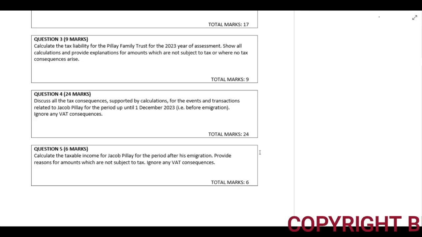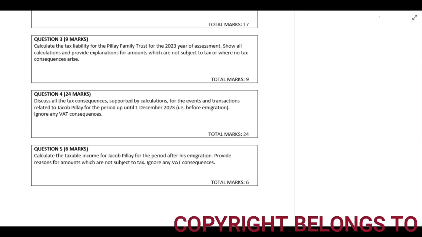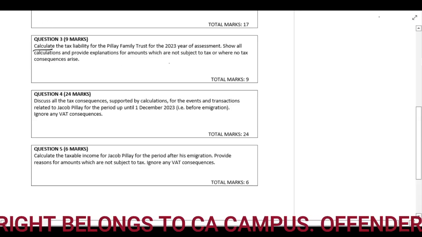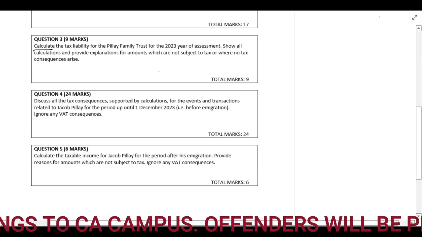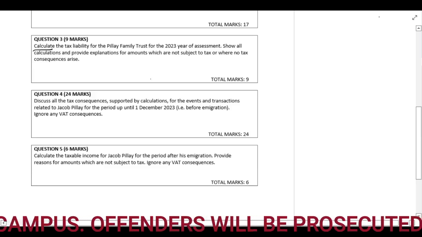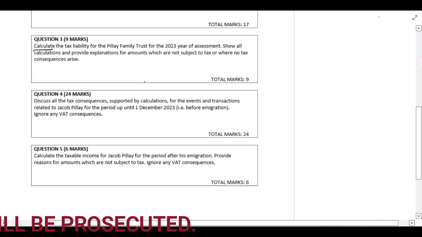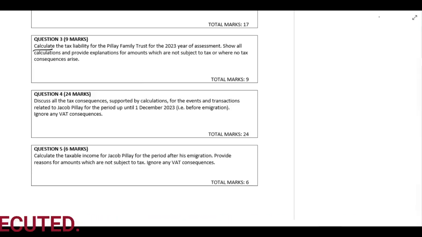Okay, so now we have to do question number 3, which says calculate the tax liability for the Pillay Family Trust for the 2023 year of assessment. Show all calculations, provide explanations for amounts which are not subject to tax or where no consequences arise. Okay, tax liability, not just taxable income. It's important to see that.